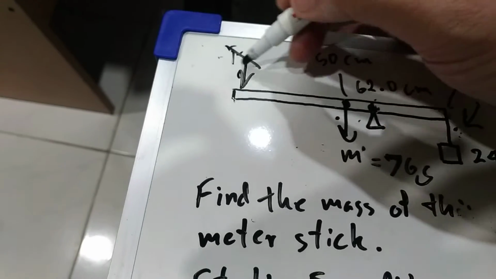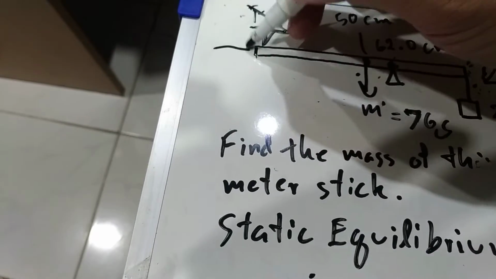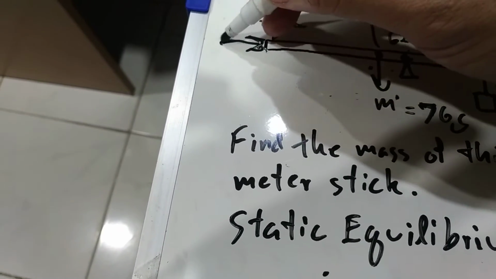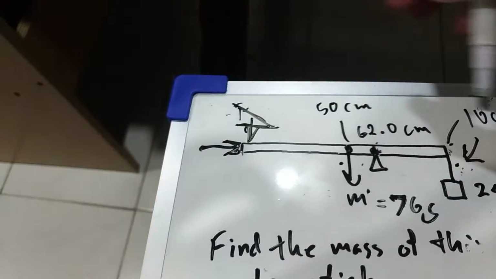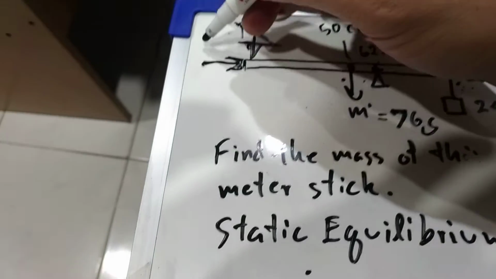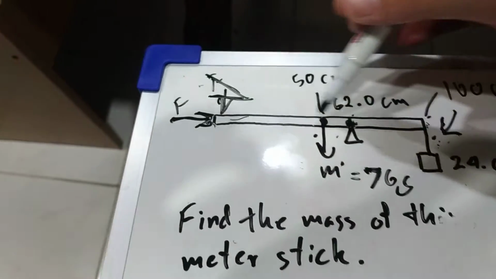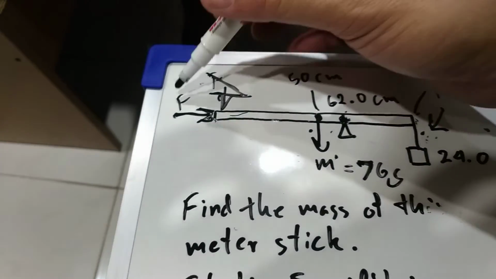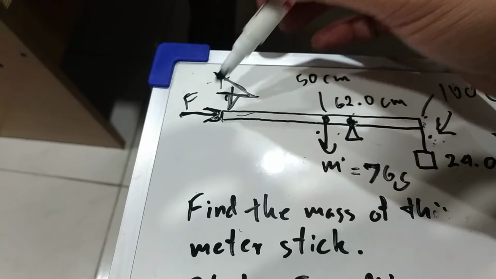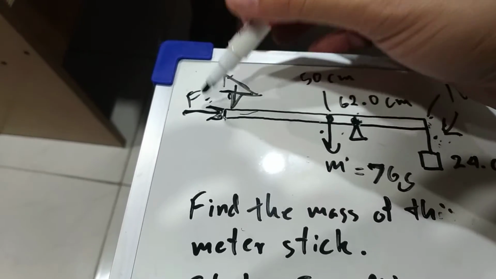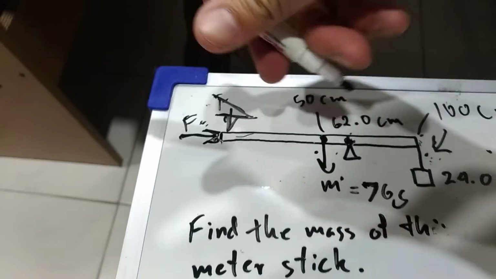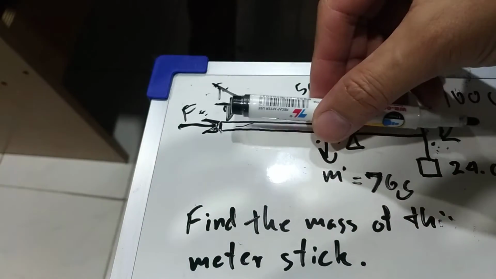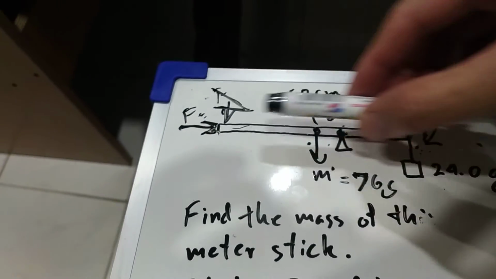Now let's say I don't have that, but I have this force instead. It acts parallel to the meter stick. Since this force acts parallel to the meter stick, it doesn't generate any torque. So this force causes zero torque. So you don't even have to include this force in your calculation. As long as it goes through the pivot point, it generates no torque.